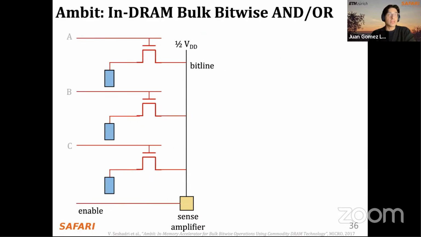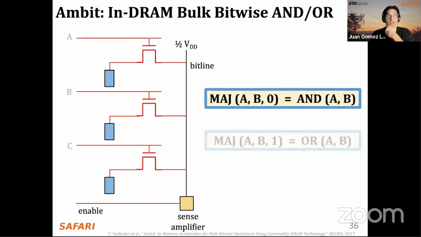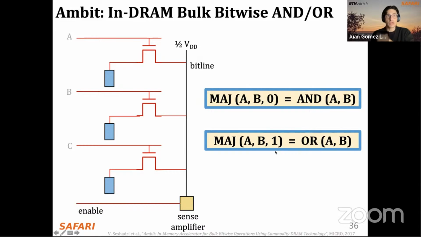So by using this idea of the triple row activation, we can implement, as I said, AND and OR. Essentially, an AND operation is the same as a 3-input majority operation where one of the inputs is fixed to 0, and an OR operation is a majority operation where one of the 3 inputs is fixed to 1. So this is the way that Ambit implements AND and OR.